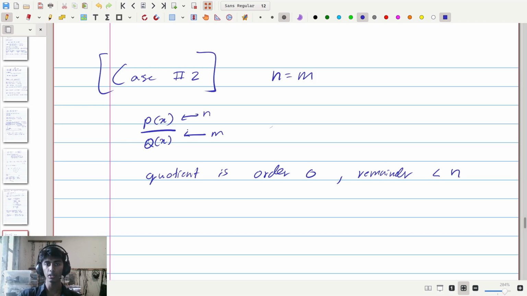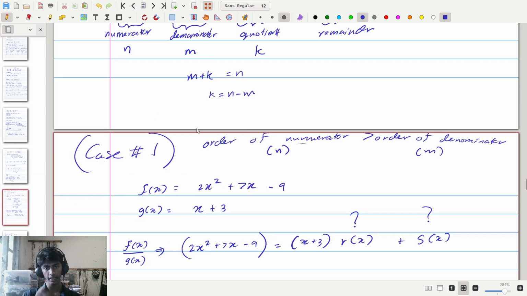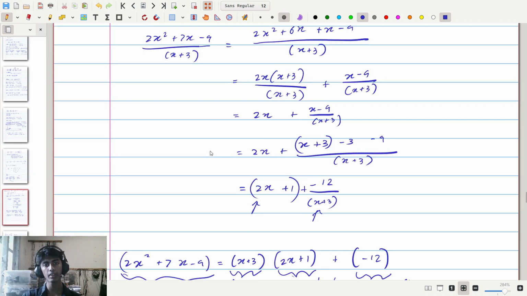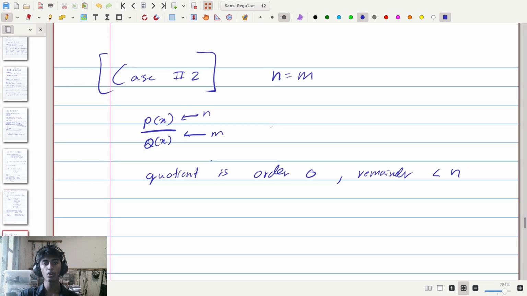This is not really all that special of a case, as in it's not different from the first case. In fact, I could have written that this is the case for n greater than or equal to m. However, here we are getting a little something special. When n is equal to m, we are getting a quotient of order 0, which is just a number, which is why I decided to separate it as a separate case.